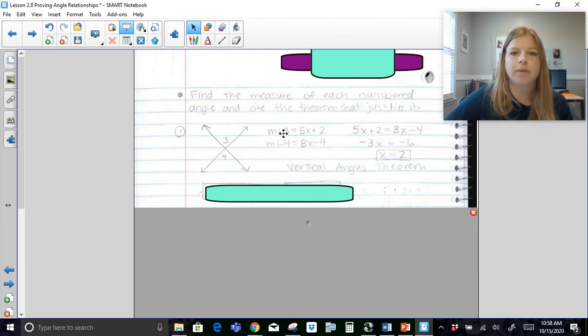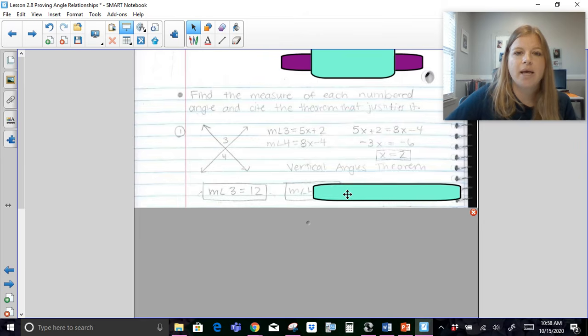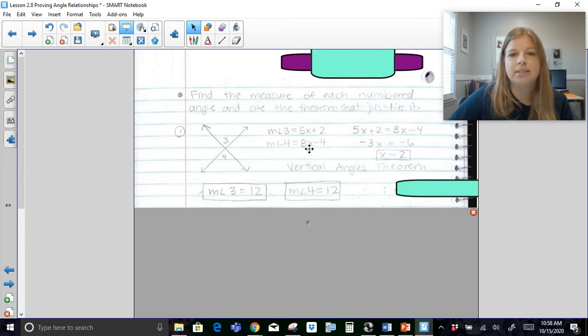So the measure of angle 3 would be equal to the measure of angle 4. You would do your basic algebra and get that x equals 2. You would then substitute 2 back in. So 5 times 2 is 10, plus 2 is 12. And then, of course, the measure of angle 4 should get you the same thing if you substitute that 2 in. 8 times 2 is 16, and then 16 minus 4 is also 12.